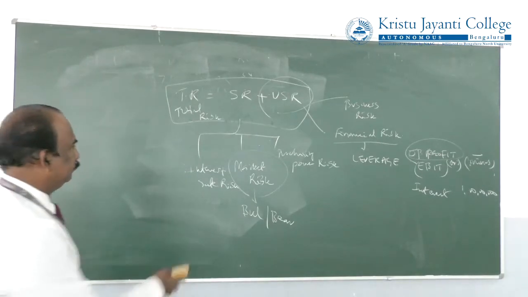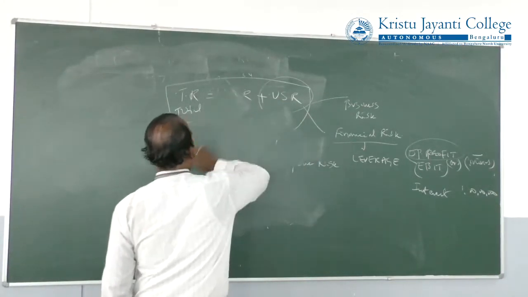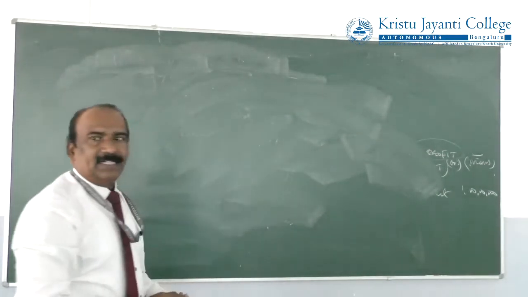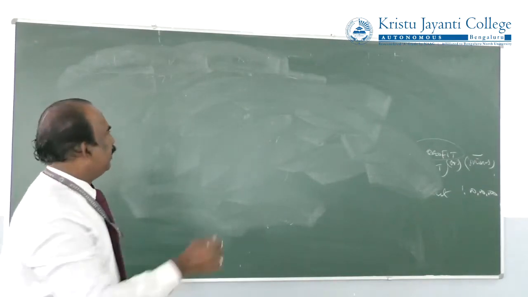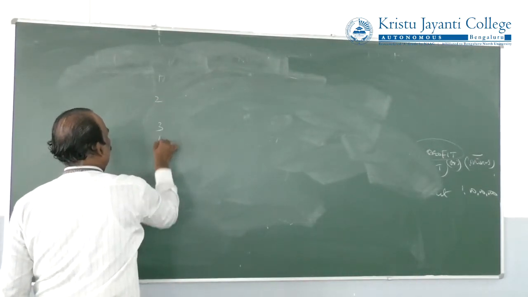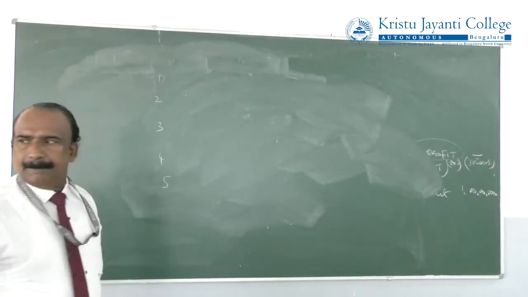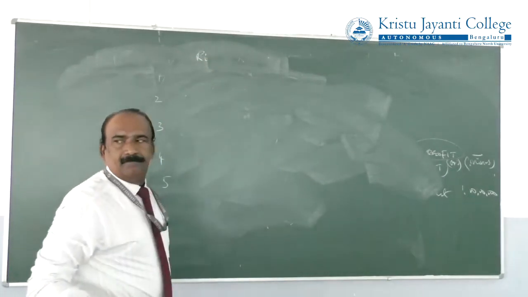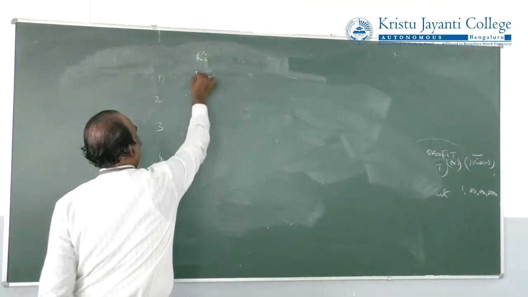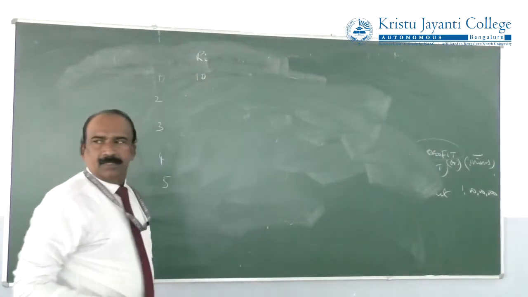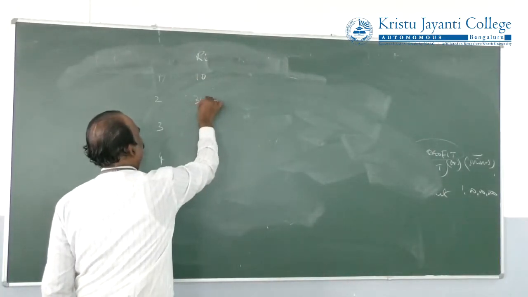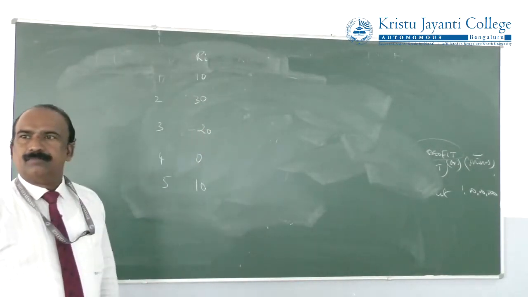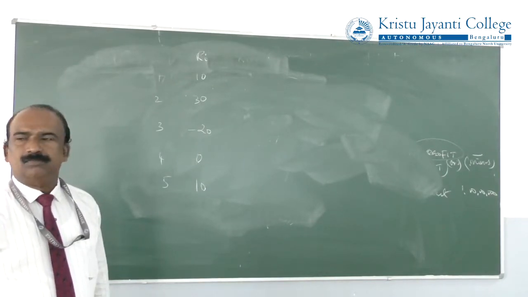So let us calculate. We have a 5-year return: 1, 2, 3, 4, 5. So what's the return Ri? 10, 30, minus 20, 0, and what? 10, sorry, 20.